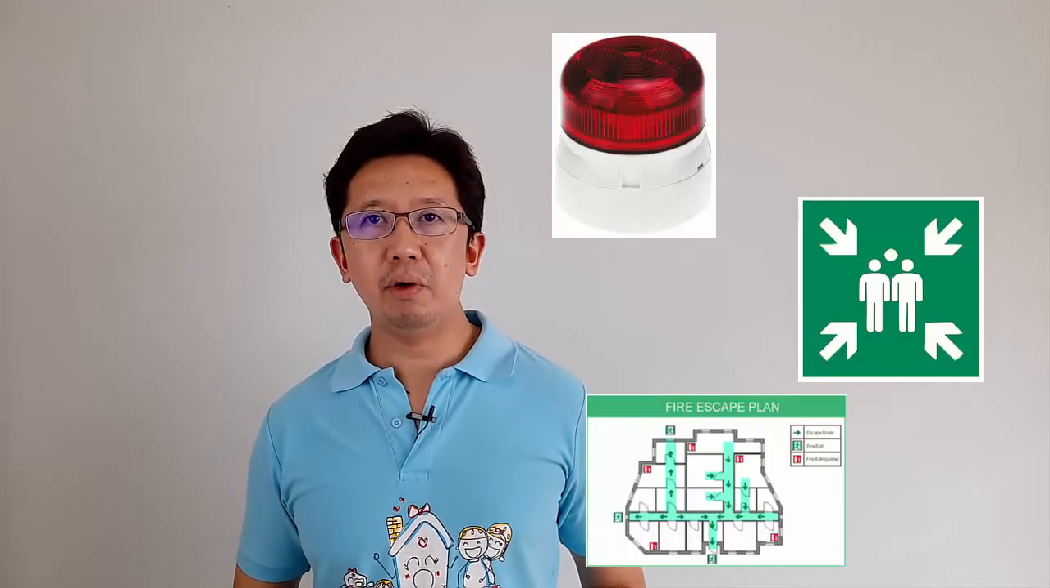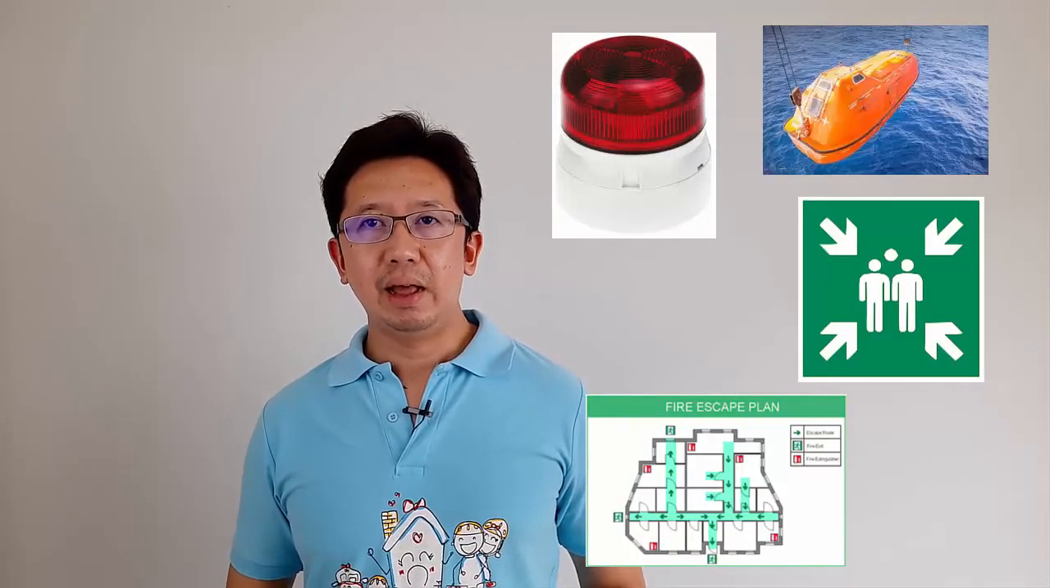In fact, the success of the EER depends on the availability of the ER facilities also. Examples of ER facilities used in oil and gas facilities are the fire and gas detector system, audible alarms, paging system, emergency power, emergency lighting, escape routes, muster area, lifeboat, life raft, and so on.